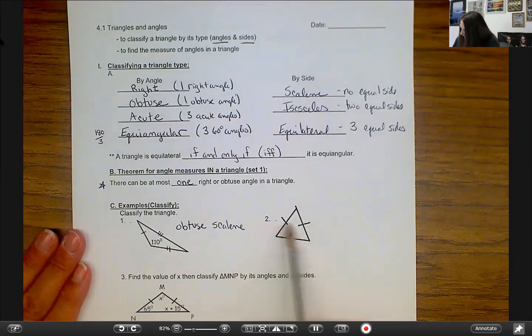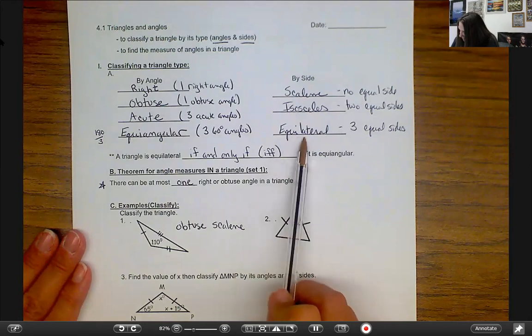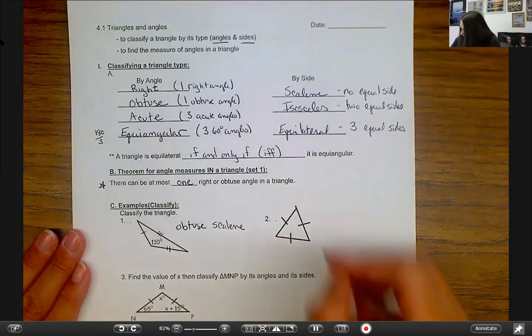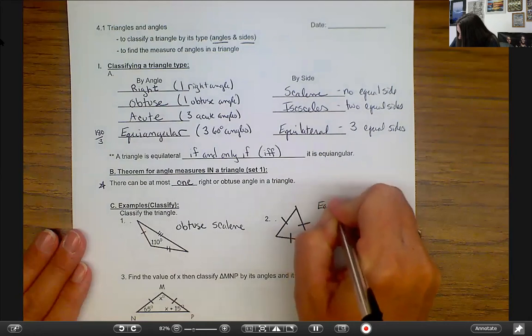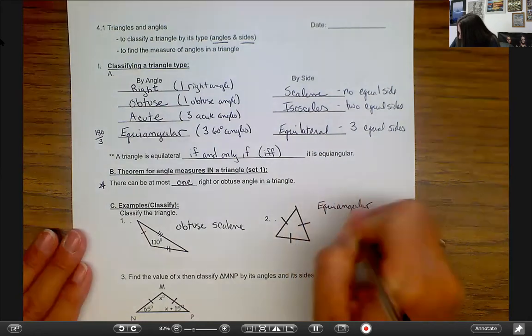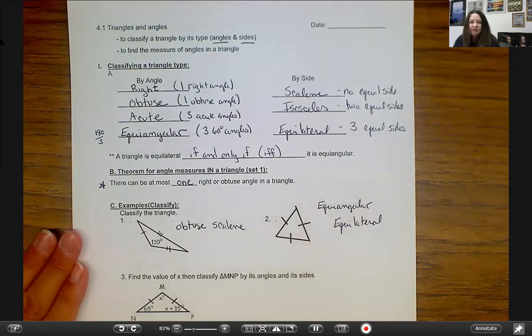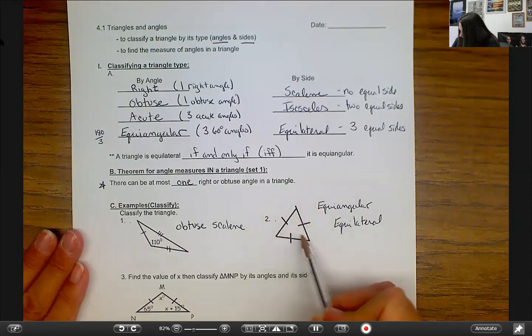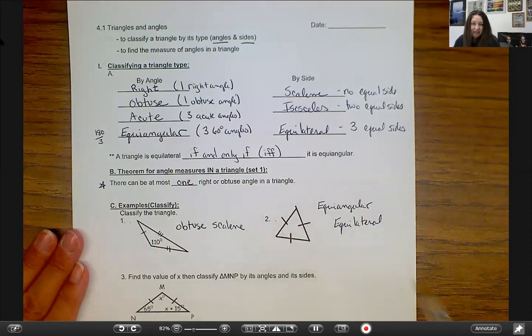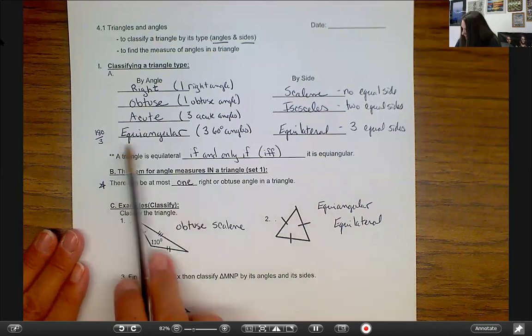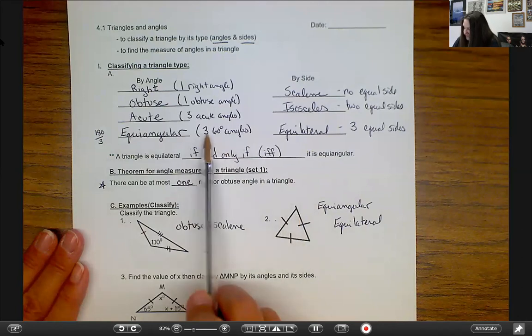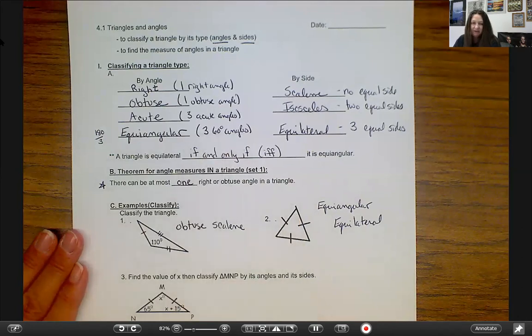Here I can see I have 3 equal sides. Well, 3 equal sides will make that equilateral. And then I should note, if it's equilateral, it must also be equiangular. So when I describe this, I want to describe it as equiangular, equilateral. You might notice that these are all acute angles. So it could be acute equilateral, but the most specific or the best way to describe that is equiangular, because then I know I have 3 60-degree angles within that diagram.